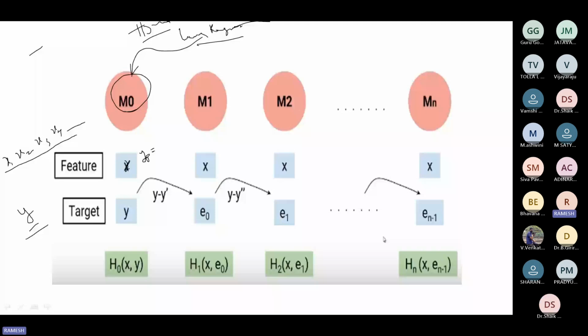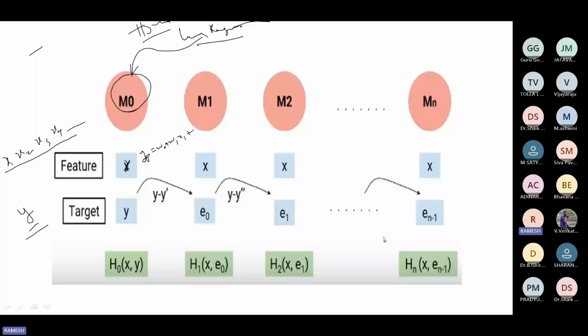y predicted is equal to w naught plus w1 x1 plus w2 x2, like this. After calculating the y predicted value, we calculate y minus y predicted, the actual value minus the predicted value. That will be the error. Y minus y predicted is the error. Understood? So up to here, the process is the same.